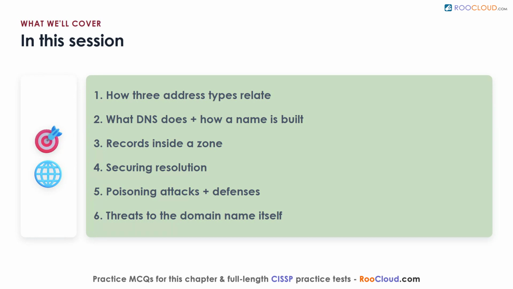We'll answer several questions. How do the three kinds of address relate? What does this system actually do? And how is a full name built? What lives inside a zone as records? How is the system secured? What attacks poison it? And how do you defend? And what threats target the domain name itself?